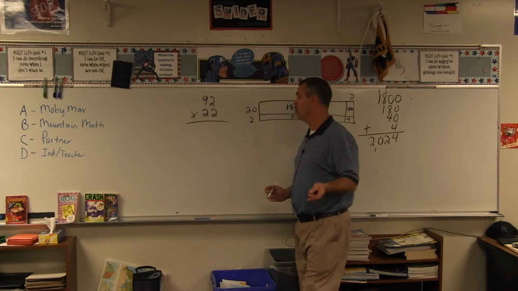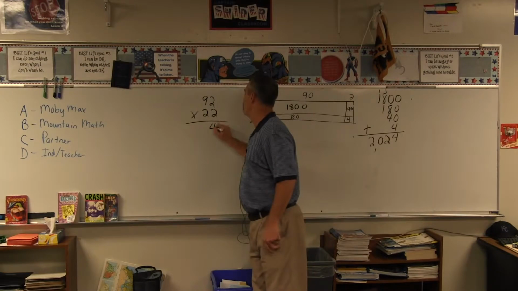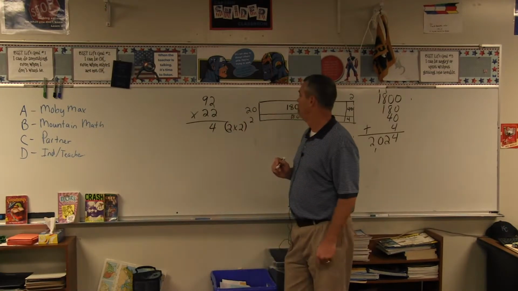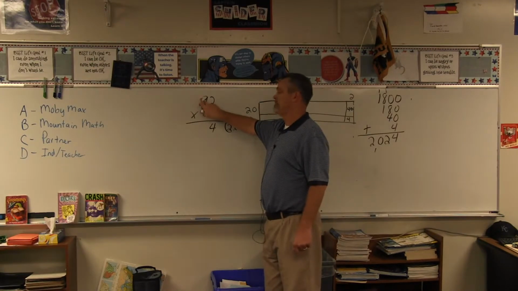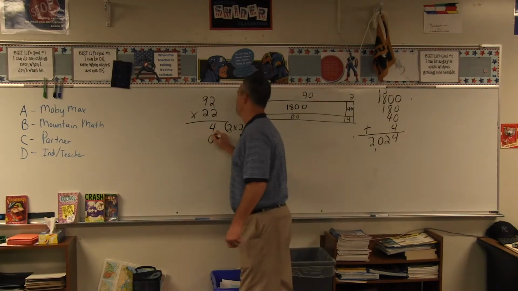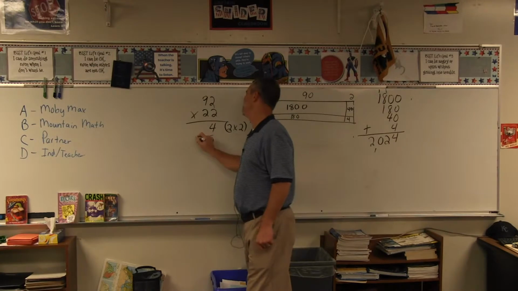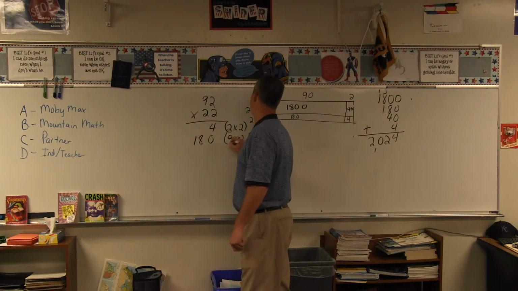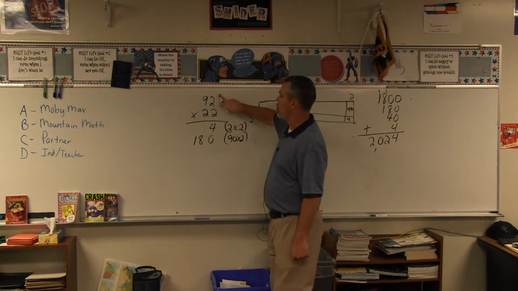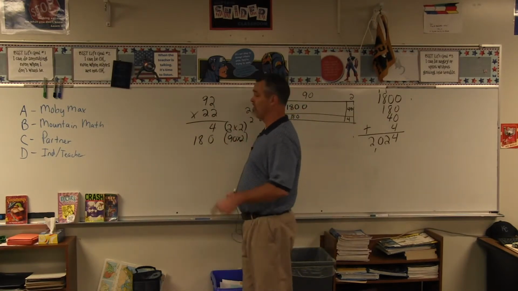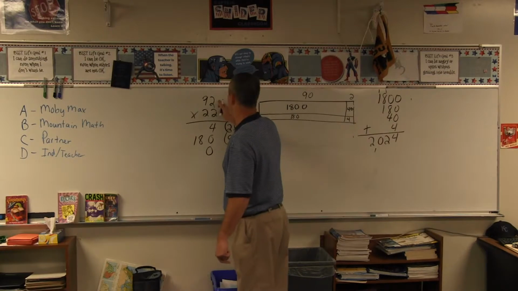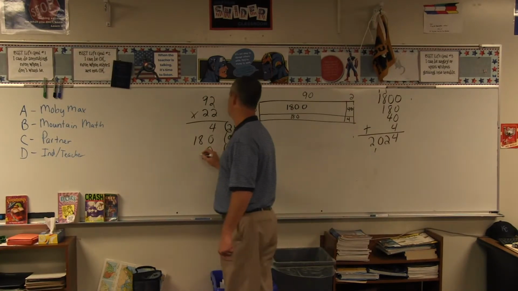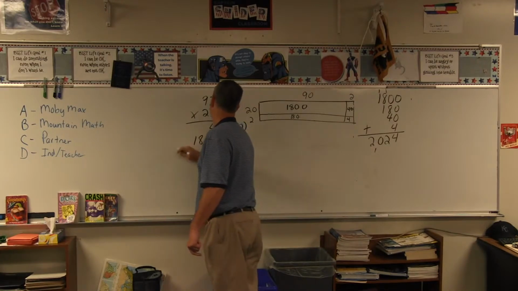When I go to do partials, I'm going to come over here and I'm going to do ones times ones, and remember 1 times 1 is always going to give me a 1, so I put the 4 in the ones place. So that's 2 times 2 equals 4. Tens times ones is going to give me tens, so I know I can put a 0 here. 9 times 2 is 18 tens. 90 times 2. Now I'm going to go ones times tens again, which is going to give me tens, so I can put a 0 there. And so this time I have 2 times 20, which is 40.